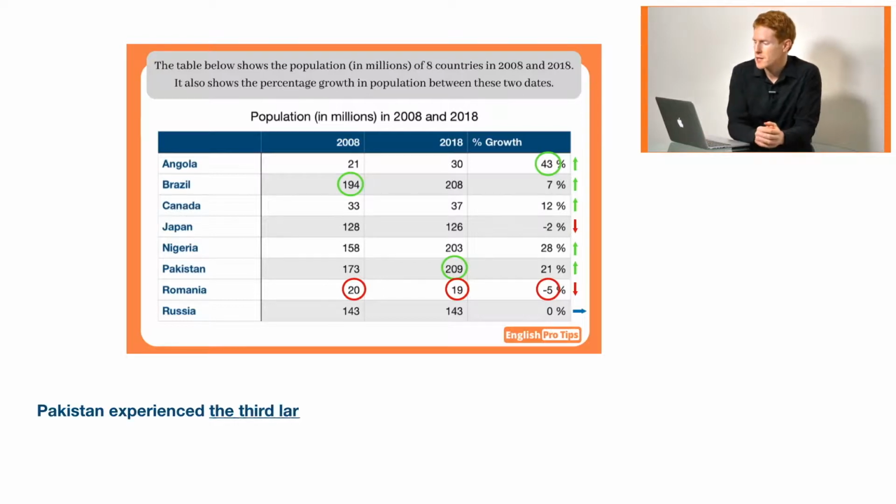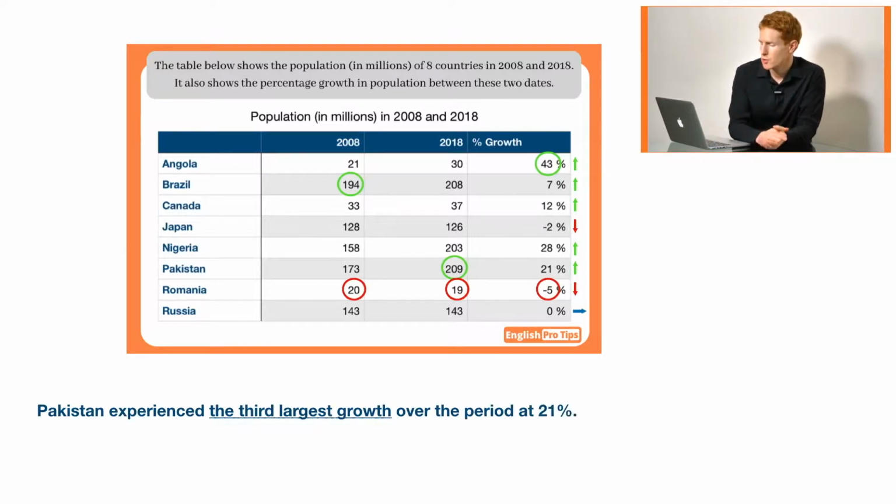Pakistan experienced the third largest growth over the period at 21%. Okay, so this sentence is using a superlative. We're saying it's the third largest growth. And we're not just saying that it experienced growth, we're saying it's the third largest growth. These subtle differences in comparing Pakistan to other countries is what gets us a high score in IELTS writing. More examples.